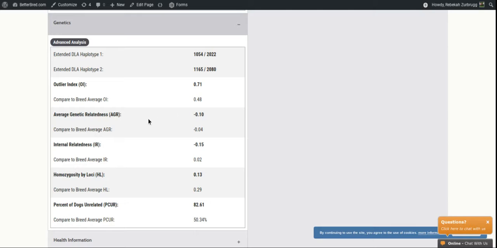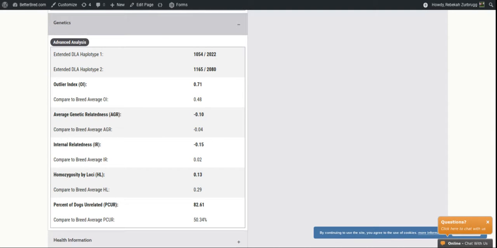So his AGR, in the current dogs that are uploaded in the database, this dog is very unrelated to the dogs that are in the database currently. That's what this means. So the more negative, the less related to the breed. The higher the OI, the more atypical for the breed. Internal relatedness of this dog being negative like this means he is very outbred. That means the genetics he inherited from his sire and dam are not the same for the most part.